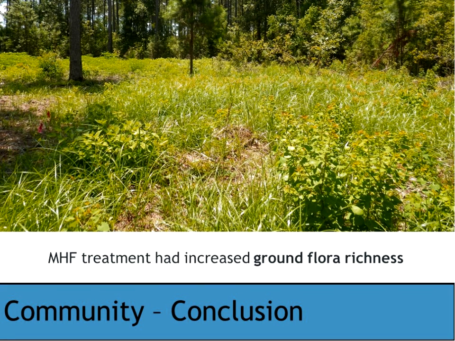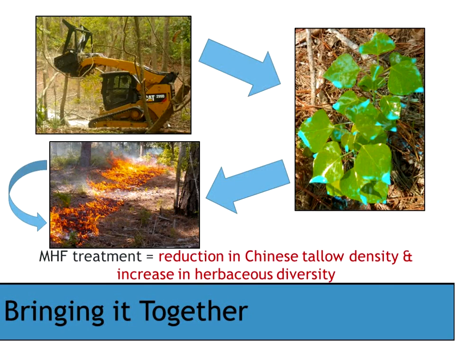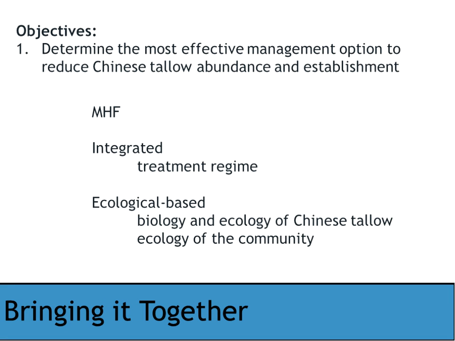And our mastication, herbicide, and fire treatment was the only treatment that was significantly different from our other treatments in increasing the ground floor richness. You can see we still have some Chinese tallow sprouts out there. So overall, the mastication, herbicide, and fire treatment had the greatest reduction in Chinese tallow density and the greatest increase in herbaceous diversity.